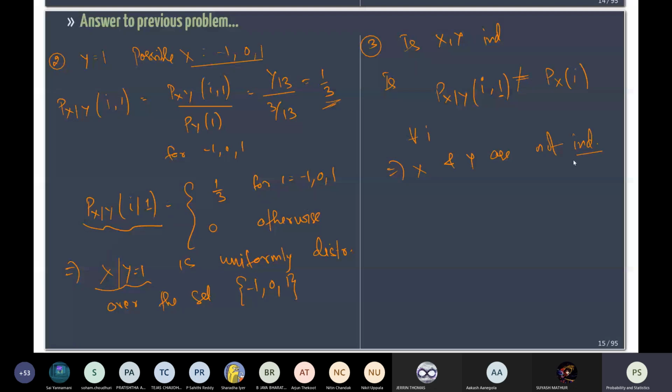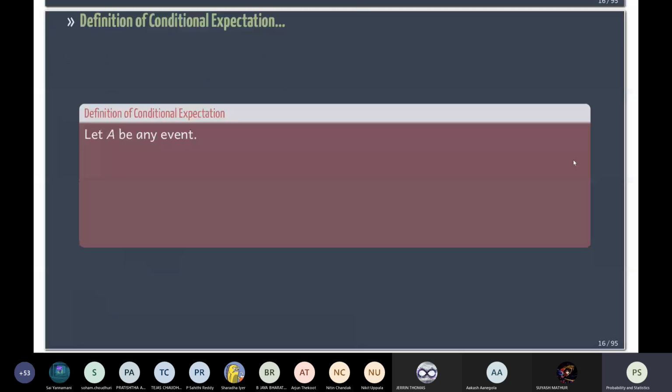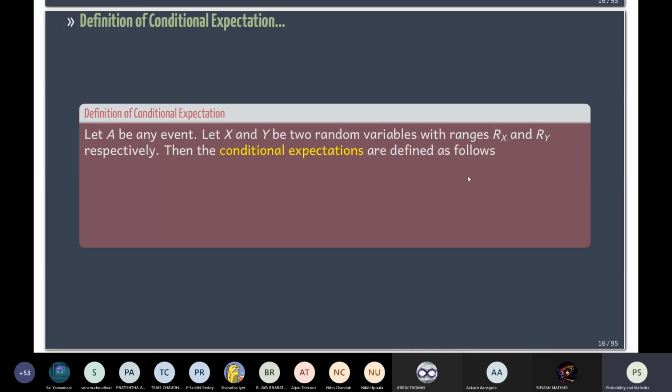Okay, so that was the answer to the previous problem. Now what we can do is also define something called conditional expectation. Look, all this is a simple extension of the previous cases, so nothing to be frightened of. So X and Y are two random variables with range X, range Y.